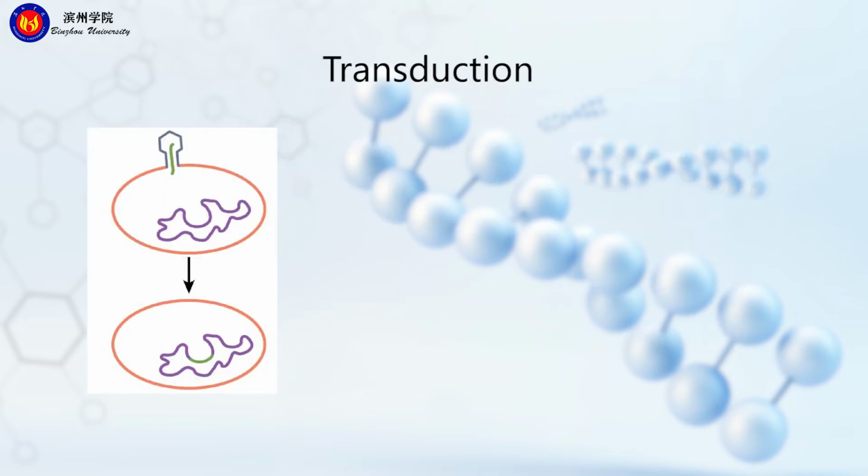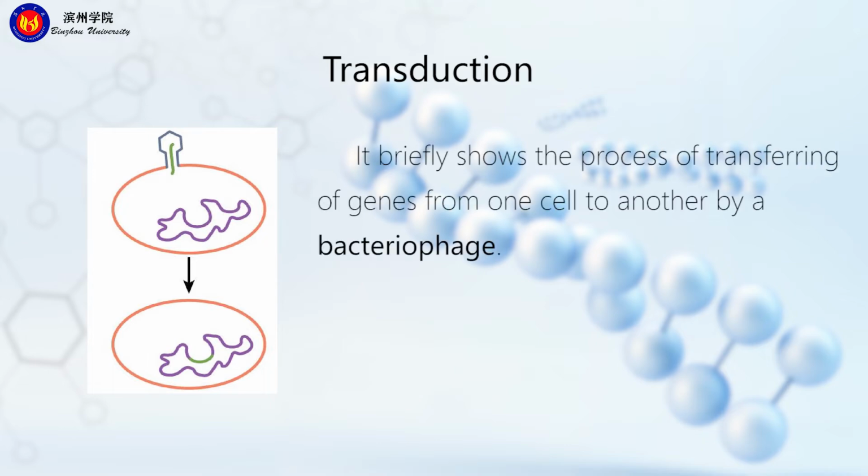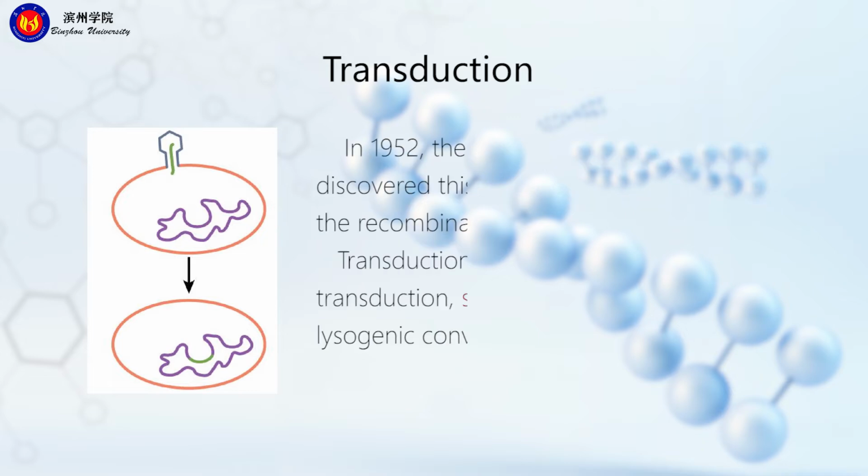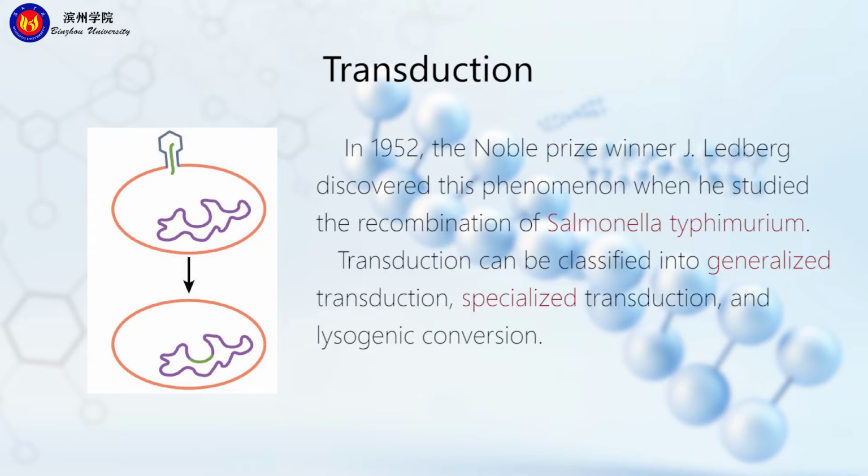The second type of genetic recombination for prokaryotes is transduction. Please look at this picture. It shows the process of transferring of genes from one cell to another by bacteriophage. In 1952, the Nobel Prize winner G. Ledberg discovered this phenomenon when he studied the recombination of Salmonella typhimurium.